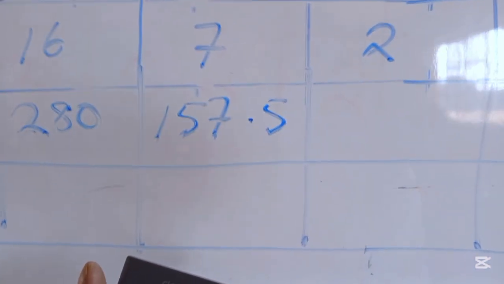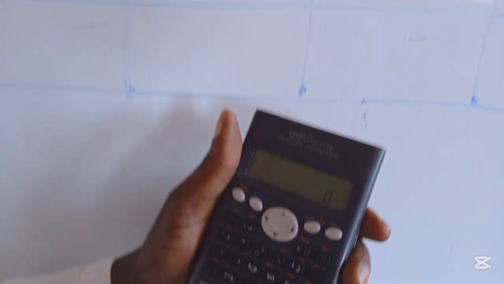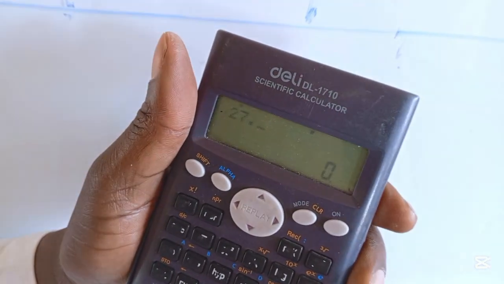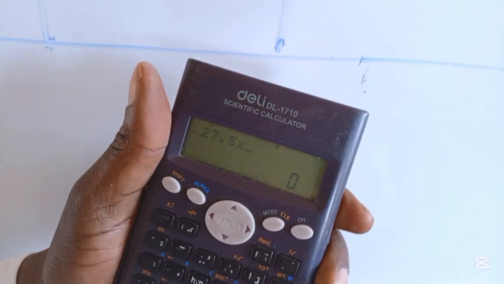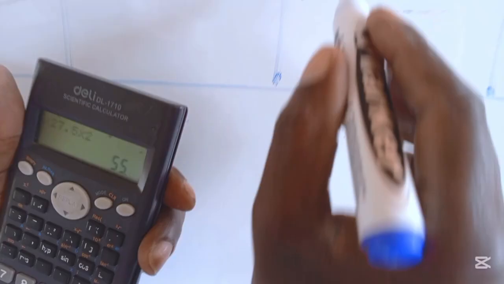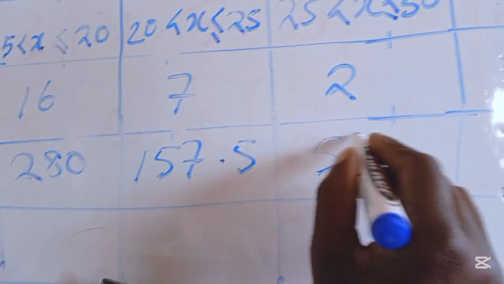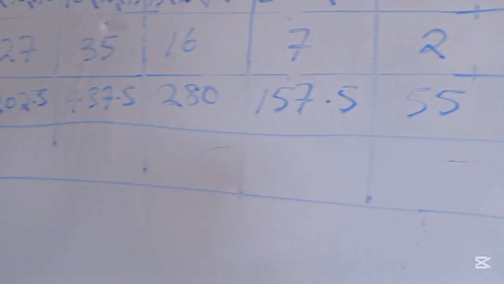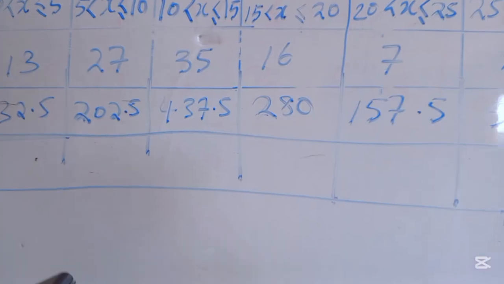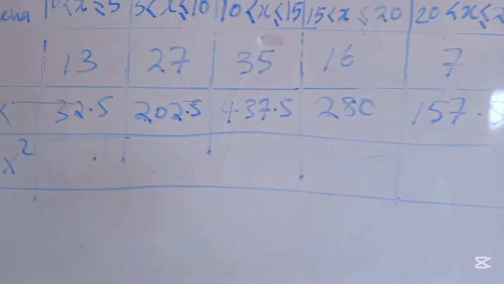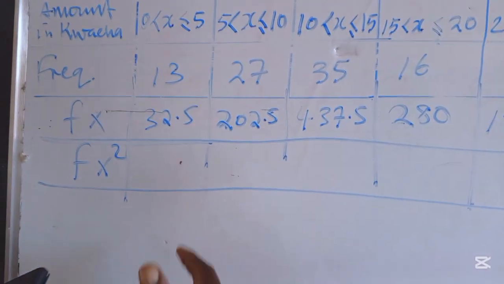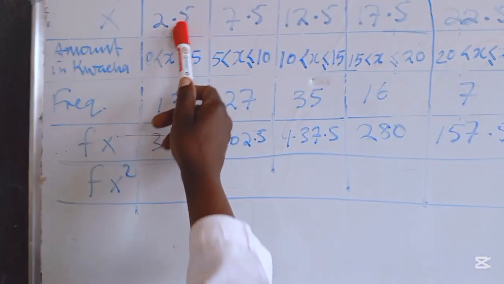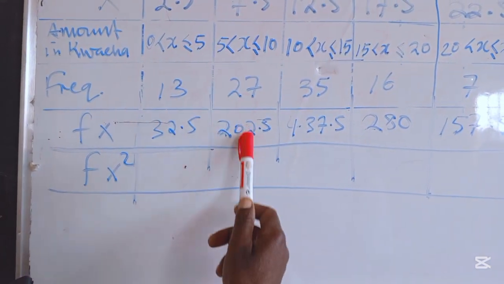Last but not the least, you agree with me that 27.5 should multiply by 2. You get, of course, 55. So please, ladies and gentlemen, what was I saying? I'm saying all you need to do is multiply this and the frequency. Multiply this with the frequency to get this.